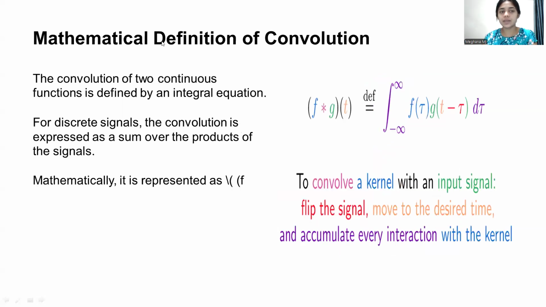Let us discuss the mathematical definition of convolution, where (f * g)(t) is defined as the integral from minus infinity to plus infinity of f(tau) times g(t minus tau) d tau. The convolution of two continuous functions is defined by an integral equation. For discrete signals, the convolution is expressed as the sum of the products of the signals. Mathematically, it is represented by the equation here. To convolve a kernel with an input signal, flip the signal, move it by the desired time, and accumulate every interaction with the kernel.